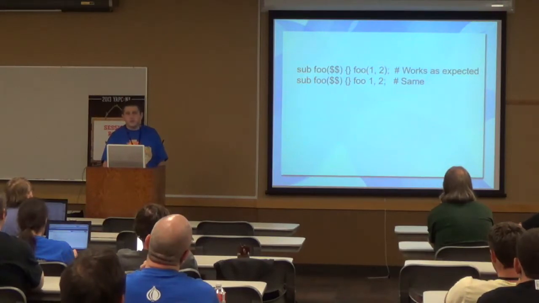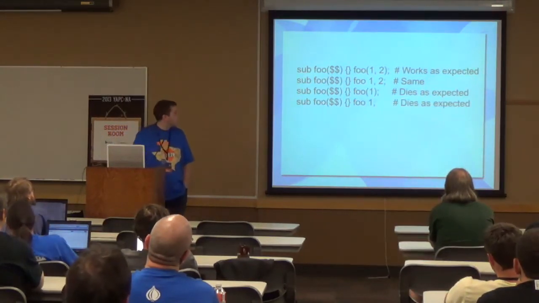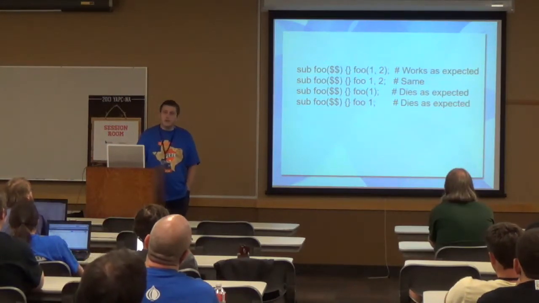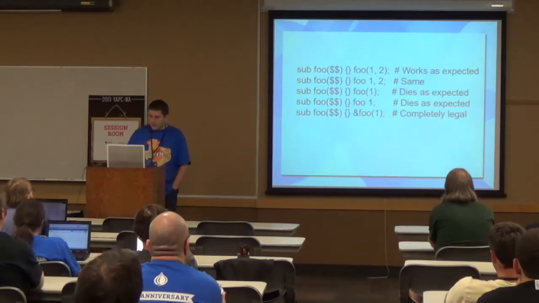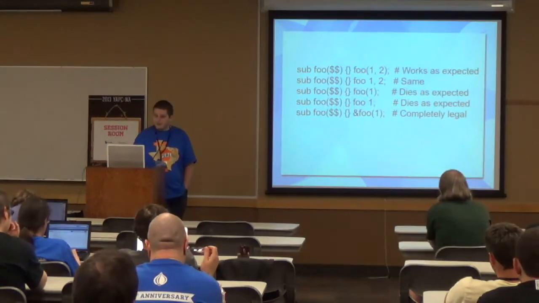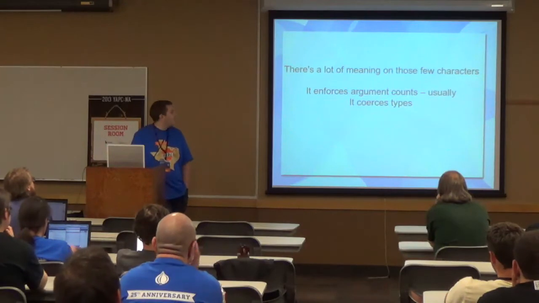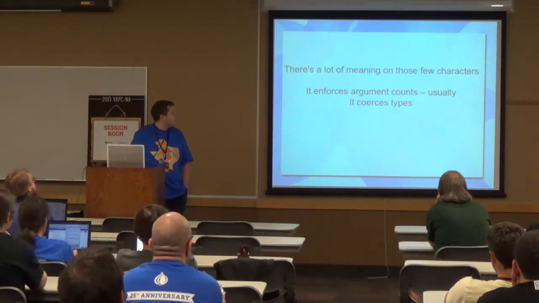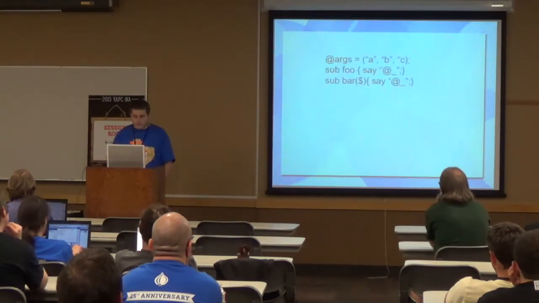Call it without the parens, it works just fine. Call it with one argument, with parens or without parens, and it dies, which is what I've seen people use the prototypes for. But there's ways around prototypes, so it's really not getting you anything if you really want to get around it. And we still have goto in the core, that's fine. It coerces types. This is the one that really bites people if they're not aware of it. It's not obvious that it's going to do this.